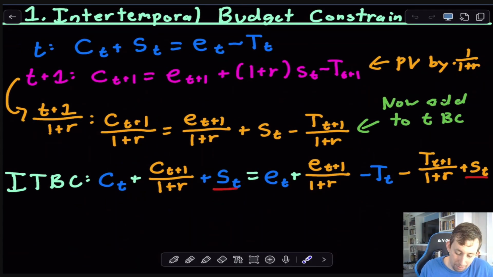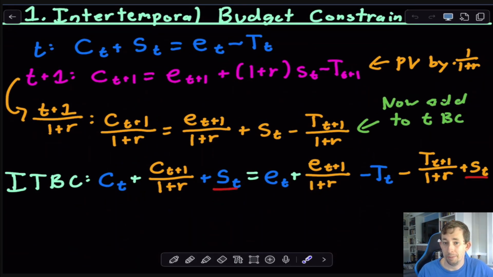Well, they're not in the same unit, so what we need to do is take the period T plus 1 budget constraint and make that present value by multiplying it by 1 over 1 plus R. Again, I've got a whole video on present value. If that would be helpful, let me know, and I can drop that in a comment or in the description below. So once I do that T plus 1 over 1 plus R conversion, my new T plus 1 present value budget constraint is CT plus 1 over 1 plus R equals ET plus 1 over 1 plus R plus ST, the 1 plus R's cancel, minus TT plus 1 over 1 plus R.